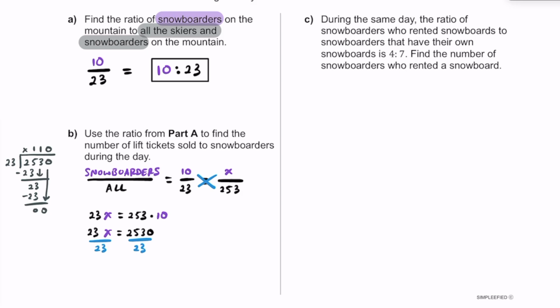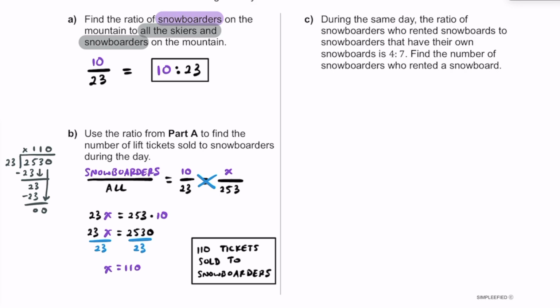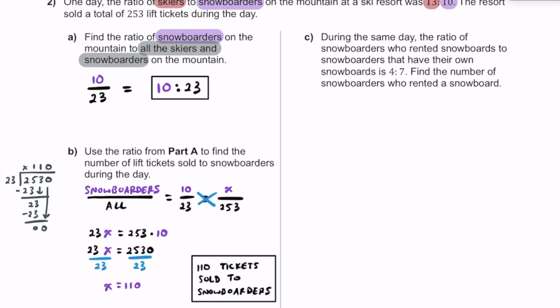All right, so just doing a little bit of division there, we find out that X here is going to be equal to 110. And so we can conclude that 110 tickets were sold to the snowboarders if 253 tickets were sold during the day here.